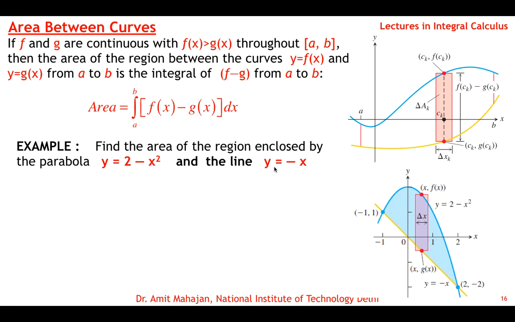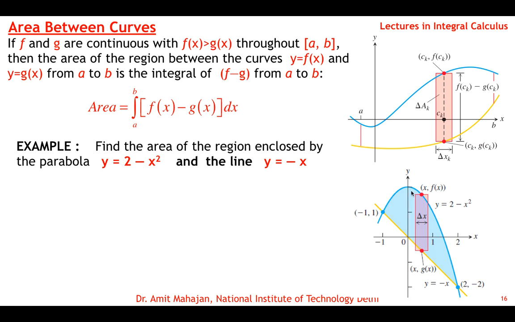So we can equate these equations to find the points of intersection. That means 2 minus x squared equals minus x. We can solve for x to find the points, which are x equals minus 1 and x equals 2, and then we can easily see from here what the y values are. So we can find these 2 points of intersection, minus 1, 1 and 2, minus 2.